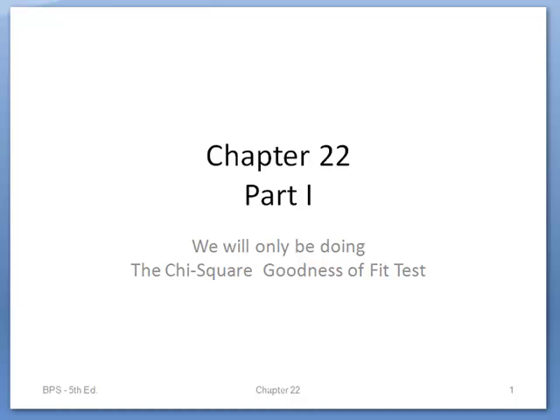Well, here we are at the last chapter, chapter 22, part 1. From chapter 22, we will only be doing the chi-square goodness of fit test. So it will actually be a relatively short chapter, but an important one. This is the one and only non-parametric procedure you're going to learn for a test of significance.